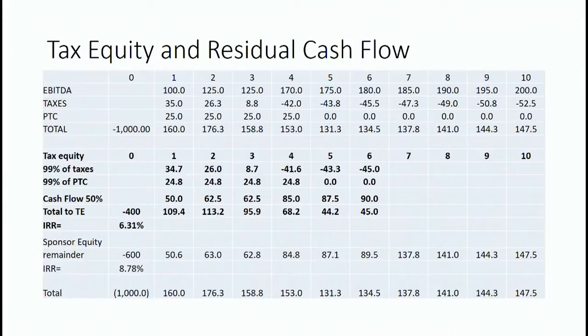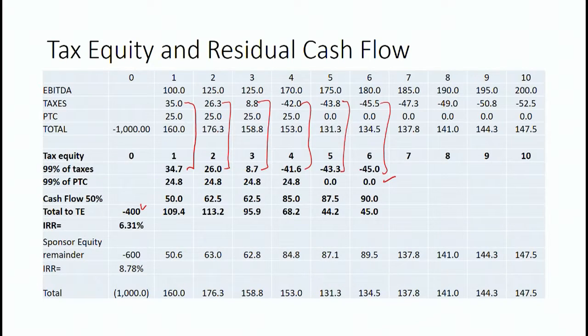All right, remember they get 99% of the taxes, 99% of the production tax credit, and 50% of the equity cash flow for the first 6 years. So let's look at what that looks like. All right, here's what we got. They invest $400, and they get 99% of the taxes. So, 99% of 35. They get 99% of 26. They get 99% of this, this, this, and this. They also get 99% of the production tax credit for that period of time.